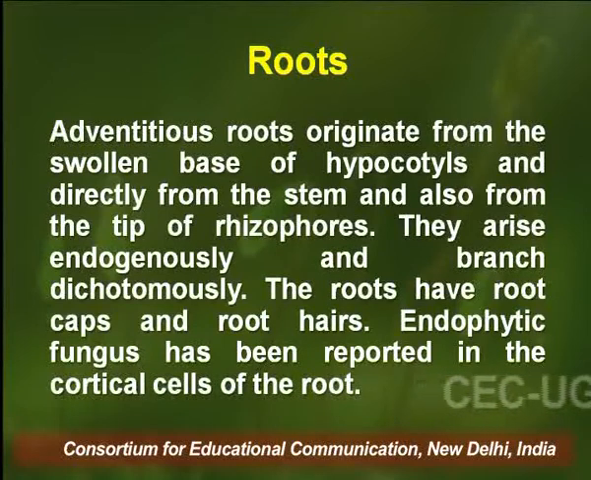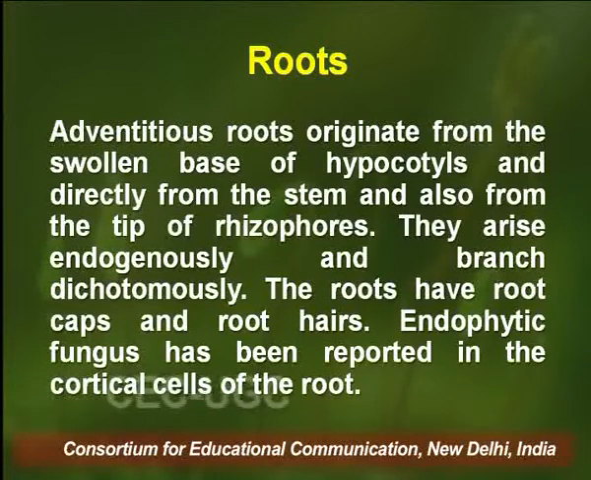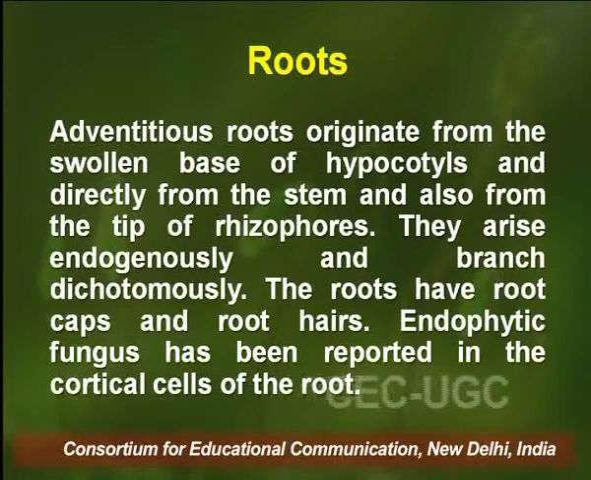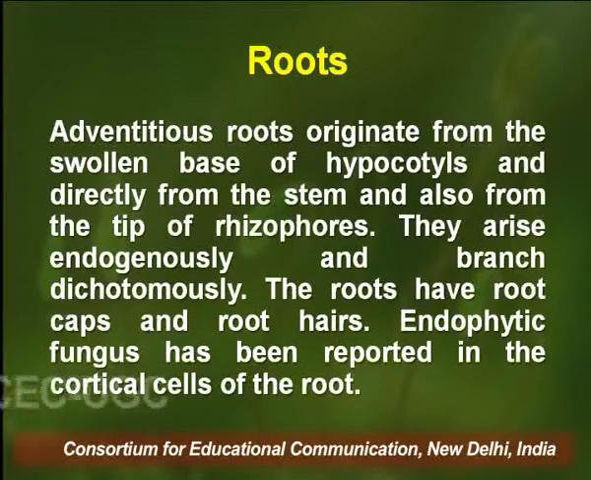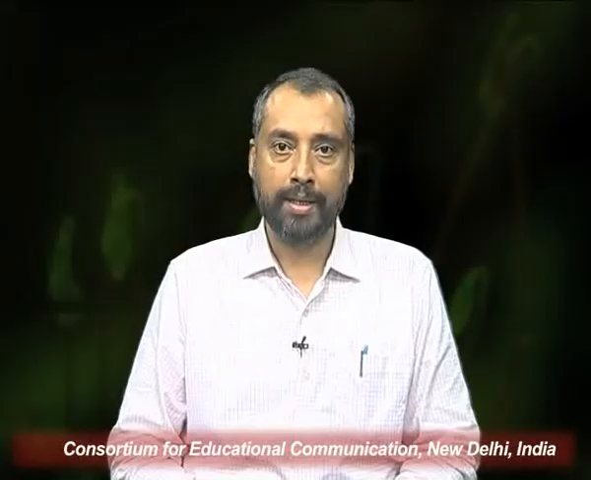Adventitious roots originate from the swollen base of the hypocotyl and directly from the stem and also from the tip of rhizophores. They arise endogenously and branch dichotomously. The roots have root caps and root hairs. The roots have endophytic fungi present in their cortical cells. So most of the Selaginella species have an endosymbiotic association with fungi.